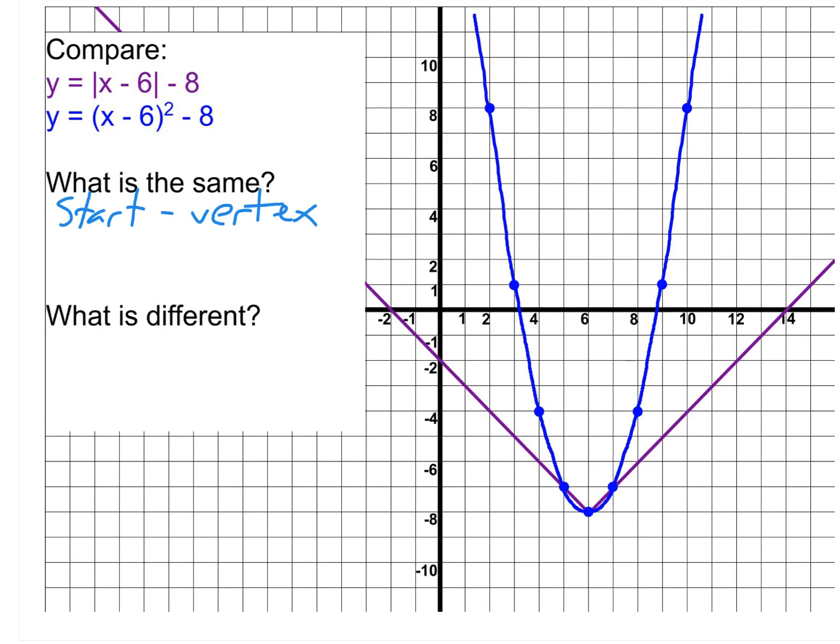What's it called when you go up and over? Rise over run. Thinking like slope. The slope, for the purple one, it's the same, so it's like 1 over 1. But then for the blue one, it changes each. Yeah. The absolute value has a constant slope, and the quadratic, it doesn't actually have a constant slope. The slope is always changing as you go along there.